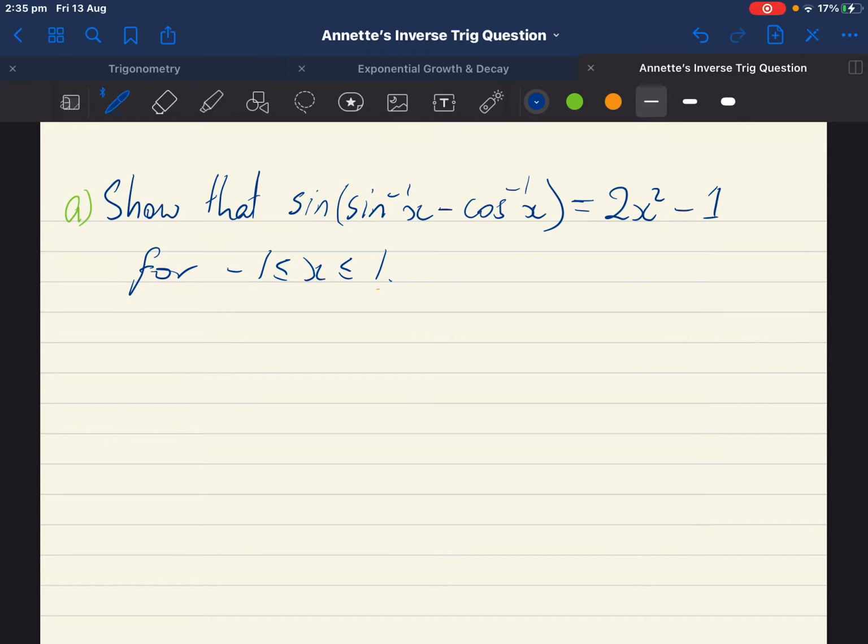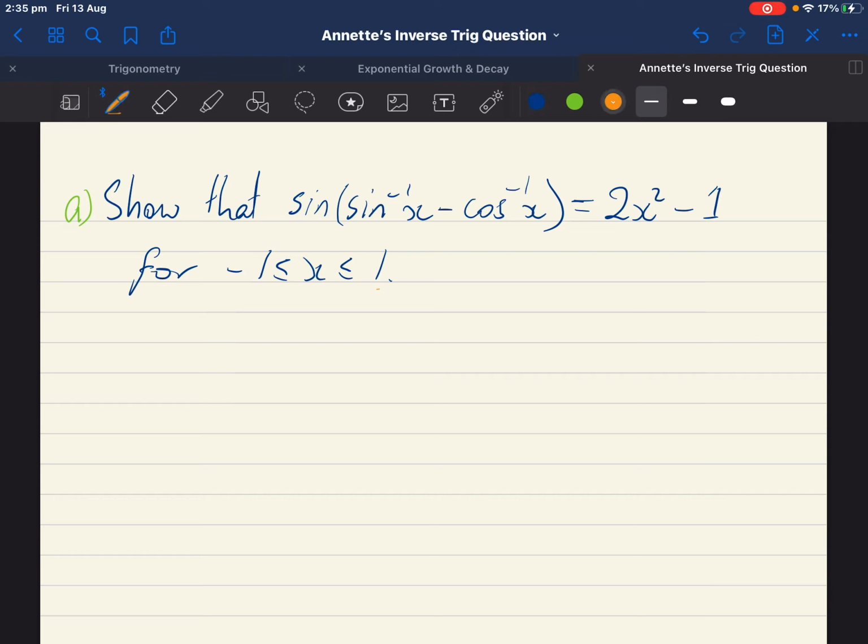Okay, we've got a three-part inverse trig question. Part A is the trickiest of the three parts, and is this, right? We want to show that the expression on the left is equal to 2x squared minus 1. And they've given us a range of -1 through to 1 for x values.